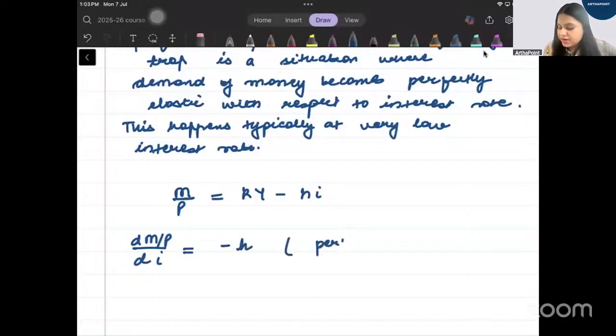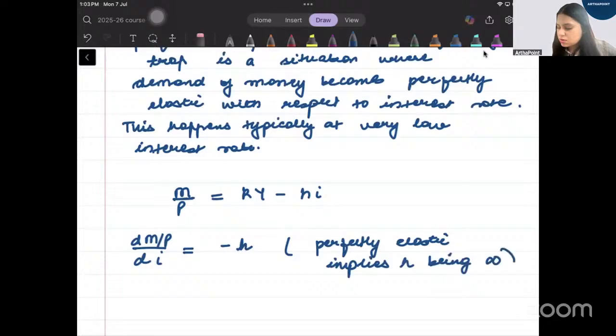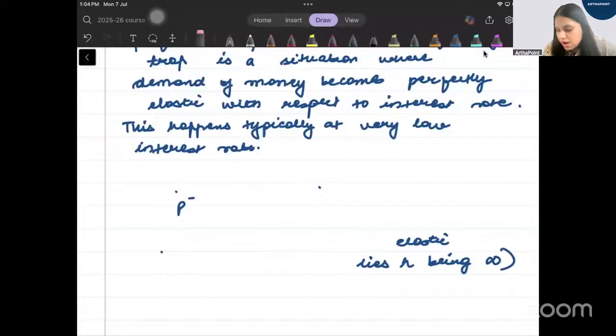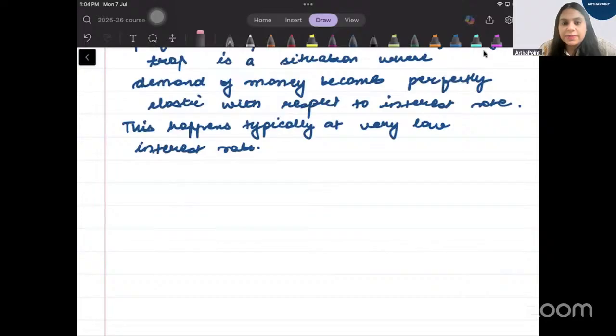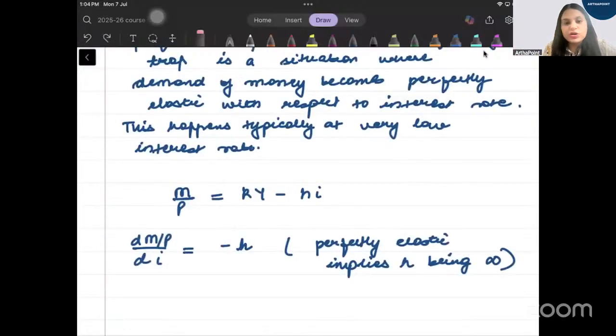Perfectly elastic implies h being this. You can mention it. There is no issue, right? But you have to be very sure of what the equation is. Even if I don't write this equation, it will fetch me full marks if I am very certain of my answer, right? That is what is important. If you write the equation, nothing like that. But if you don't write it, it is fine. Okay. Now let's write down further.